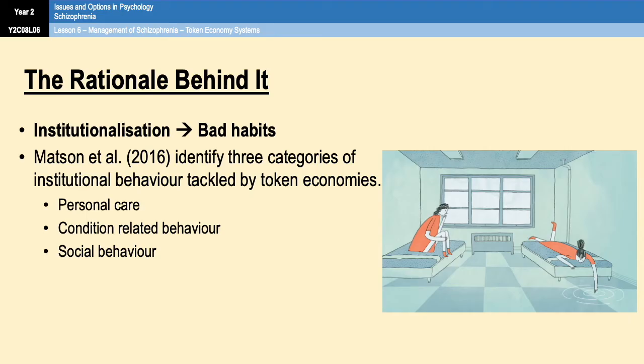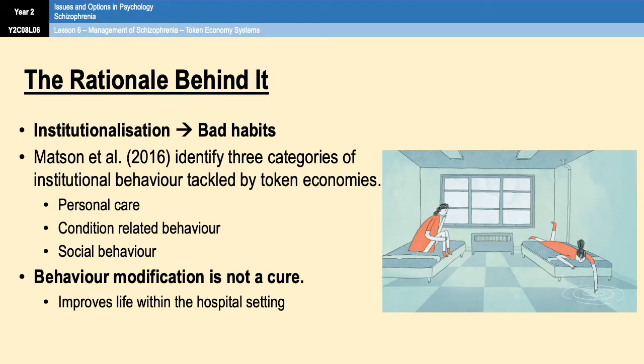kind of stuff. Now, it's important to understand that behavior modification is not a cure for schizophrenia, but it is designed to improve a number of things for the patient. For example, it's designed to improve a patient's life within the hospital setting.